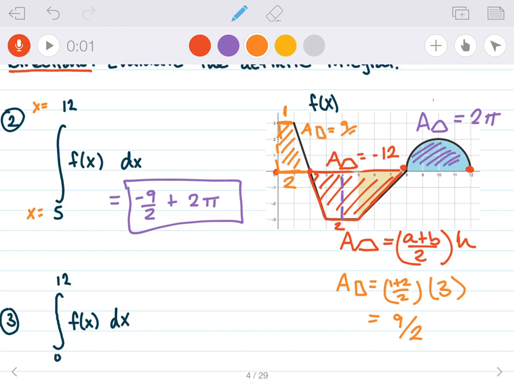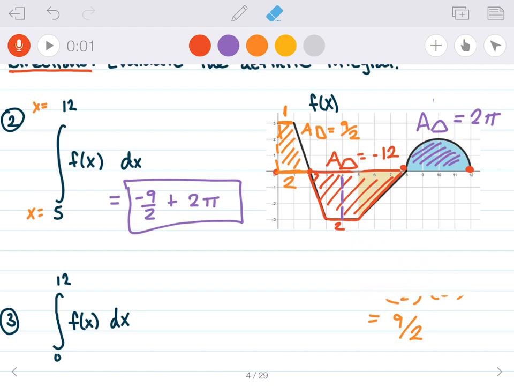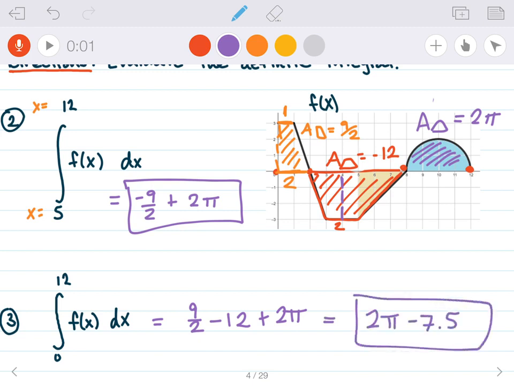All right, and so we just add them all up to get our final area from x equals 0 to x equals 12. My final answer here is 9 over 2 minus 12 plus 2 pi. Simplified, this is 2 pi minus 7.5 basically. So that is going to be our area from x equals 0 to x equals 12.